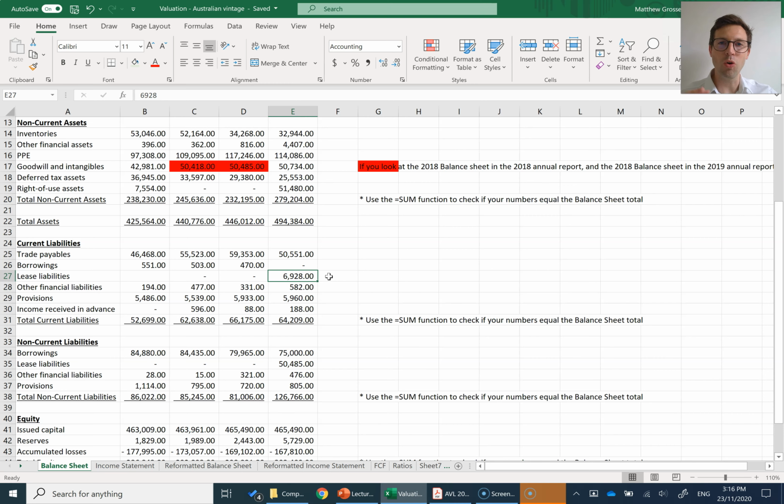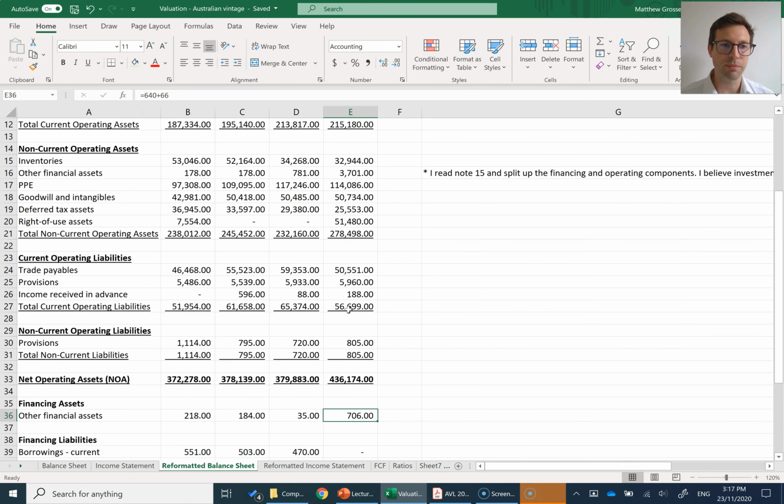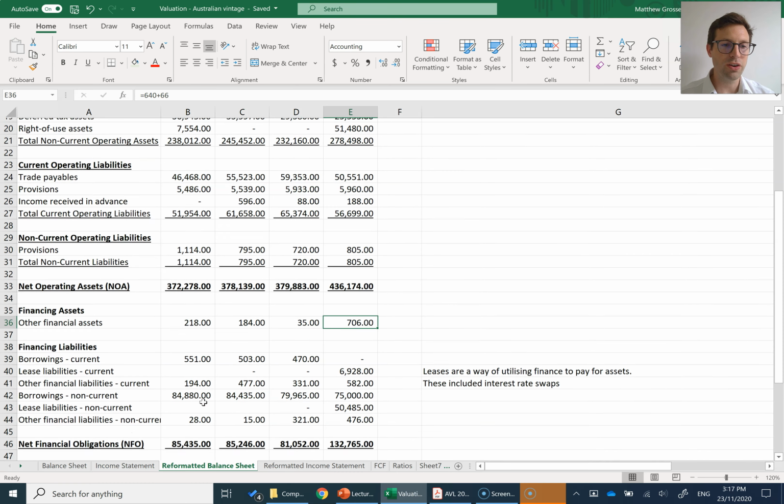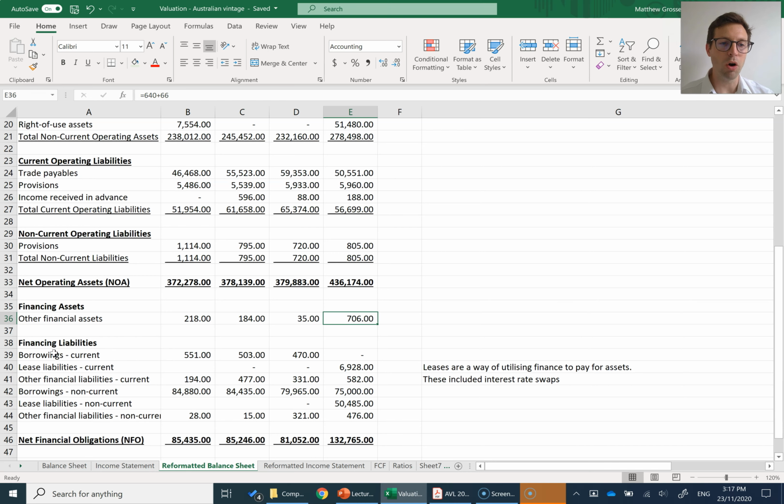A lease is kind of all those steps rolled into one, where a leasing company will give you the asset, but you pay interest and lease fees to them. So I'm going to call lease liabilities a financing activity. So we go through all our liabilities and we have a look at our reformatted balance sheet here. The operating liabilities I've called trade payables, the provisions, income received in advance, all part of the operations. Then we go down to financing liabilities. I've said the borrowings, both current and non-current, lease liabilities, both current and non-current, and some of the financial liabilities as well. So I've split out some of that.